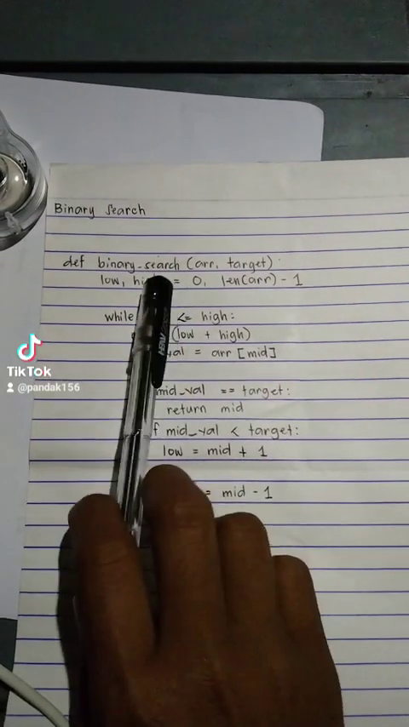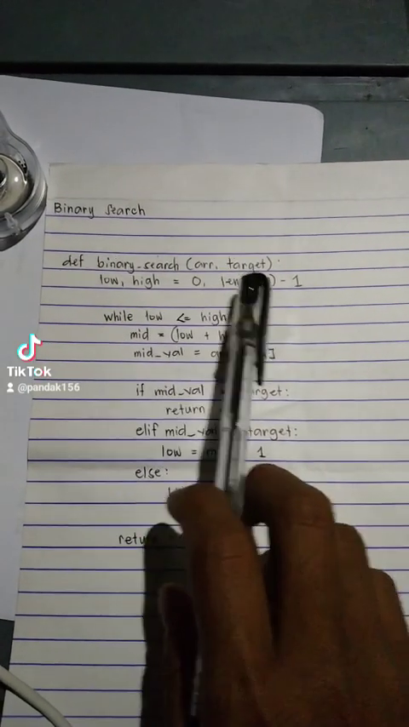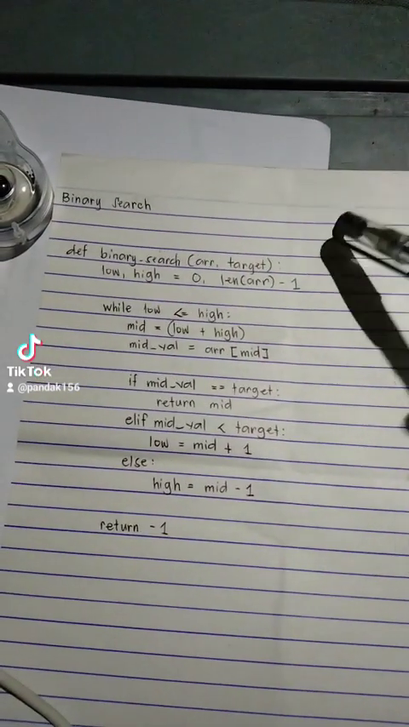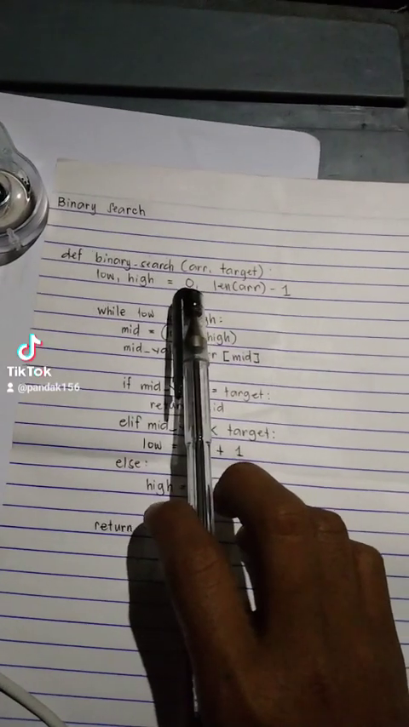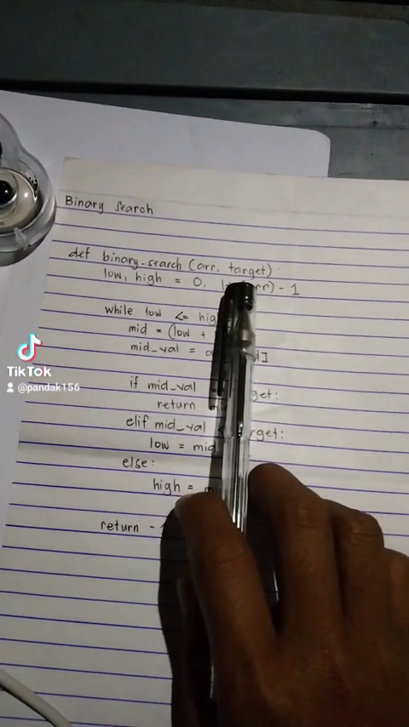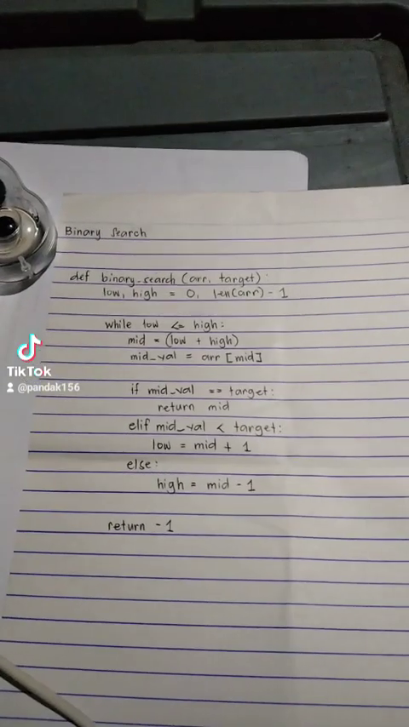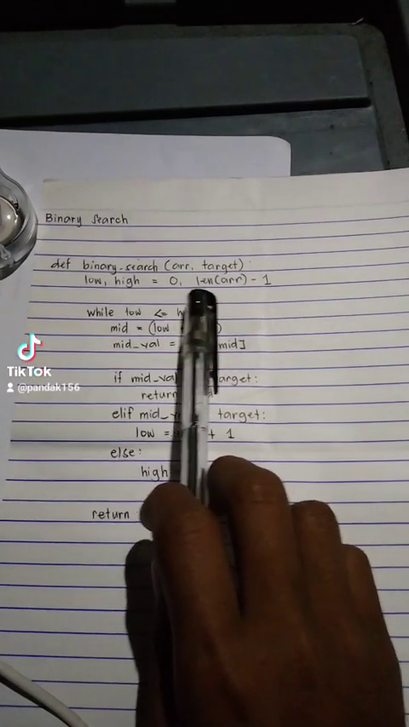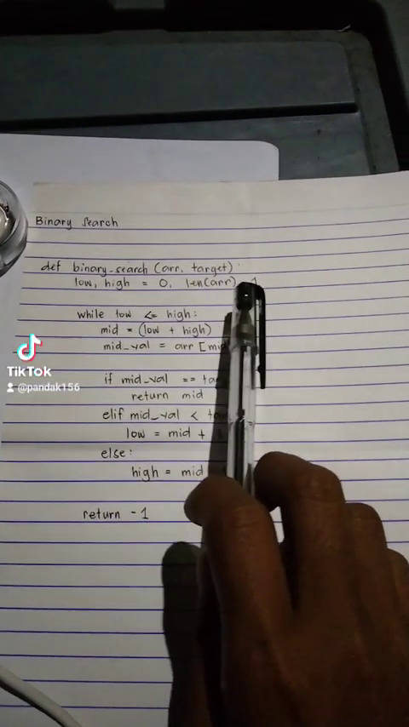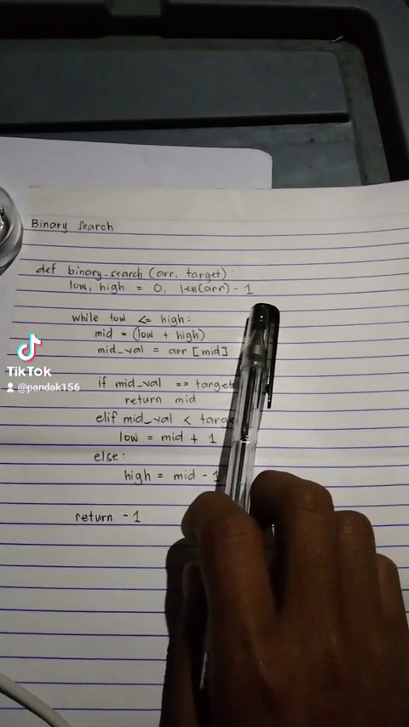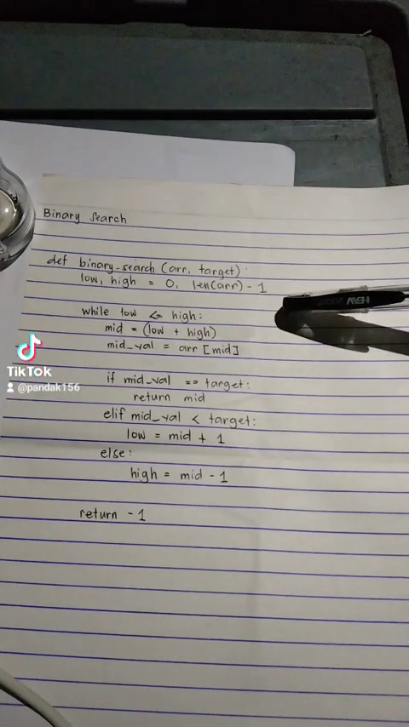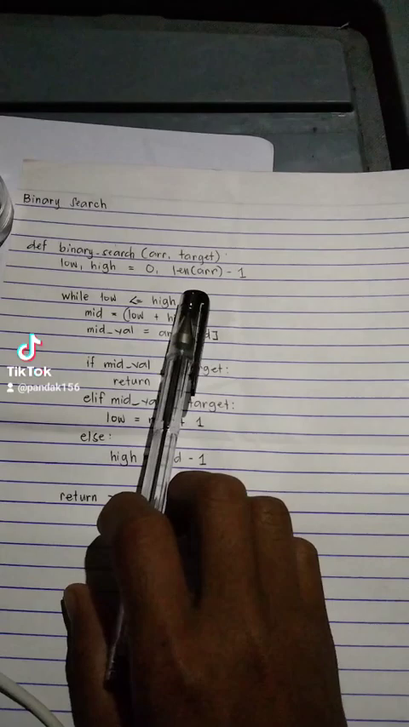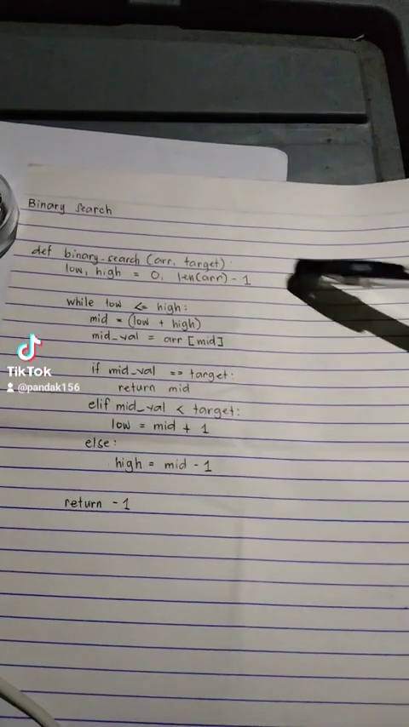def binary_search(array, target). In this line, the binary search function takes a sorted array and target as parameters. low, high = 0, len(array) - 1. It initializes low and high pointers to the start and end of the array.